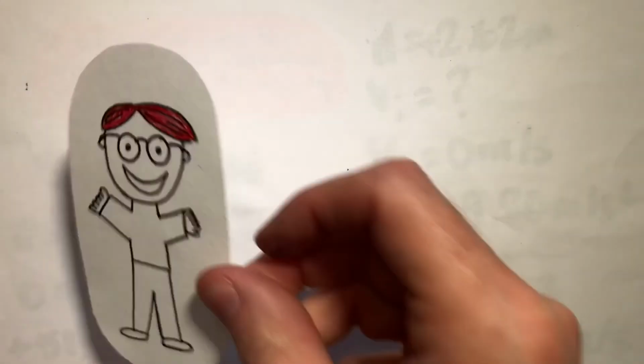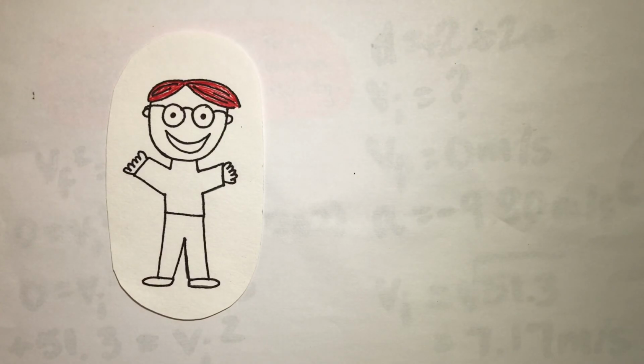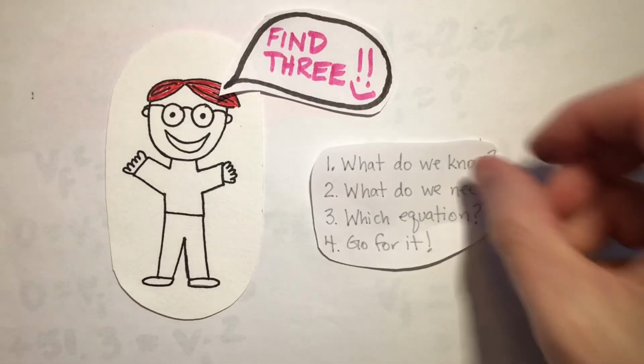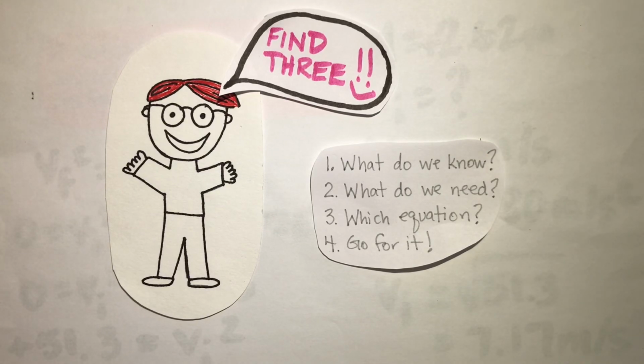Well, and that's kinematic equations. So what have we learned overall? There's a couple important ideas to keep in mind. The most important which is find 3. Once you know 3 of your variables, you'll be able to find a 4th. Always ask yourself, what do we know? What do we need? Find your equation and then go for it.